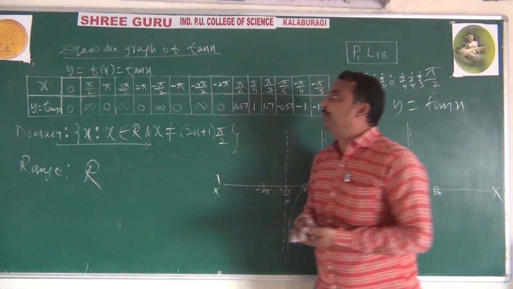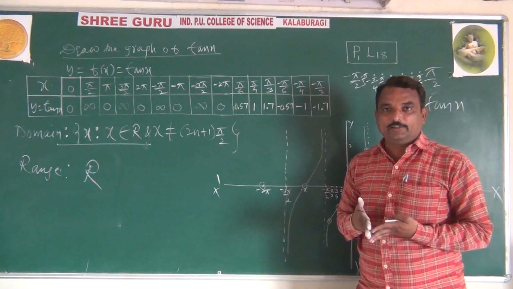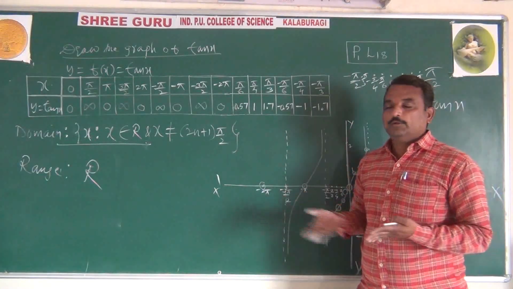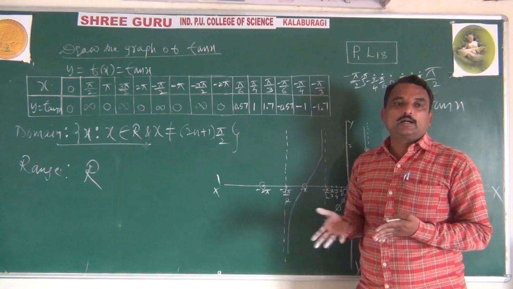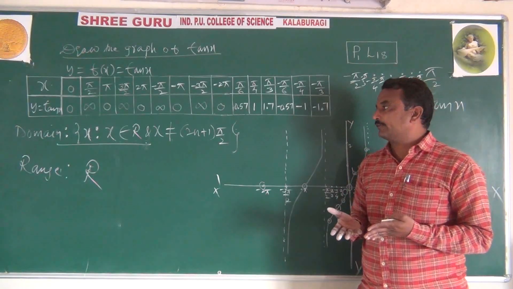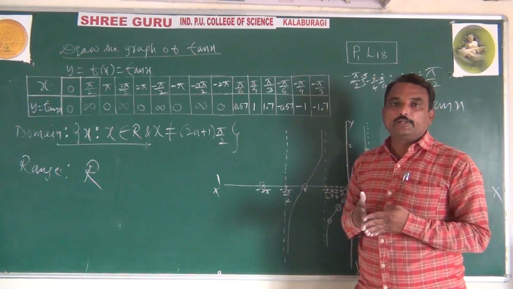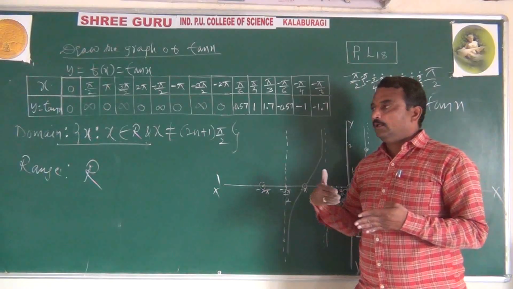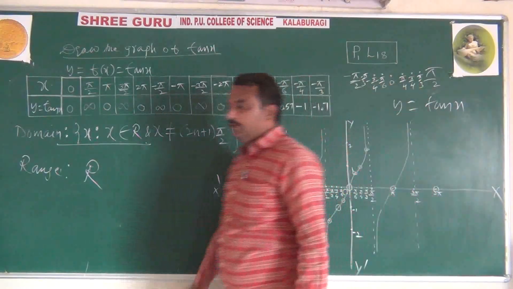So this is about the graph of tan x, students. Similarly, we will go further in the next class with cot x, secant x and cosecant x. This is what we have studied in detail here. In the next class, we will go through the remaining three graphs.